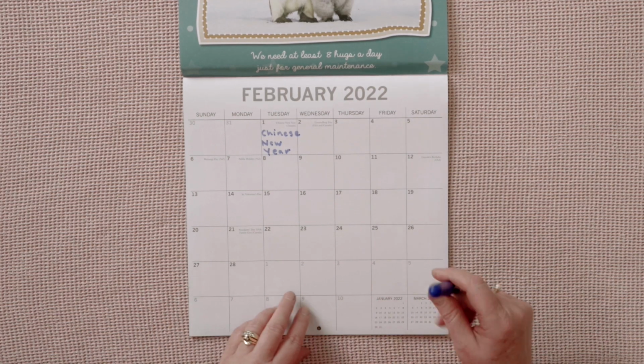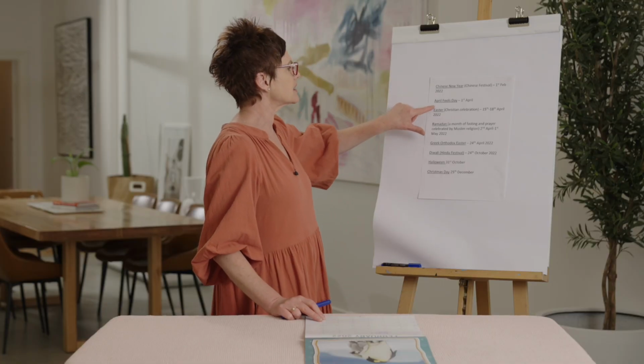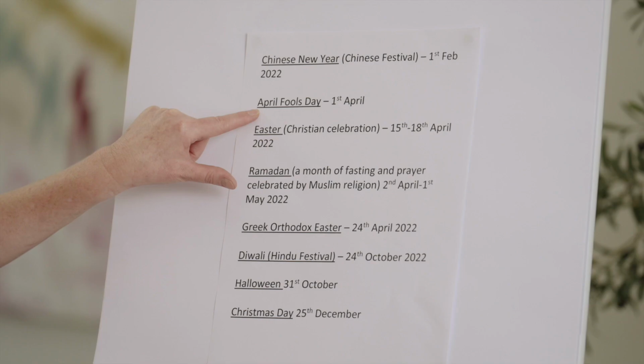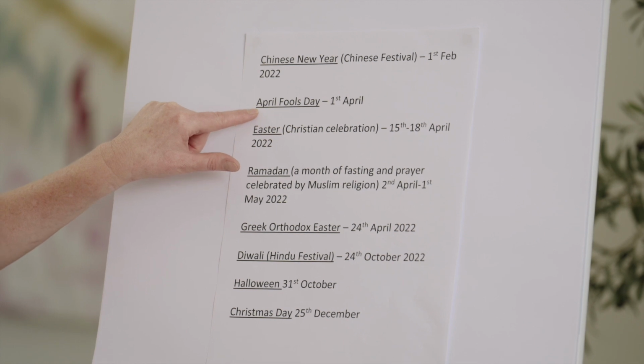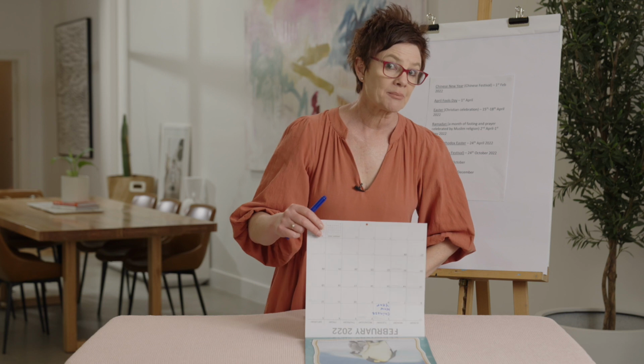And this is how we document it. I can see that the 1st of February this year is a Tuesday. All right, let's refer back to our list now. Oh, a fun one, April Fool's Day. Okay, what happens on April Fool's Day? Well, people can play silly tricks in the morning.